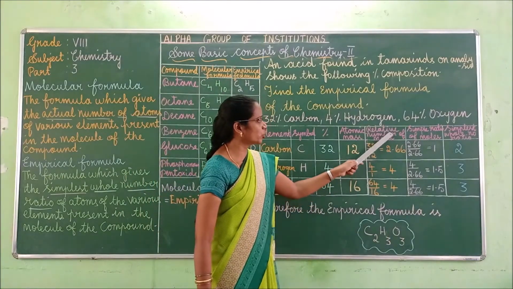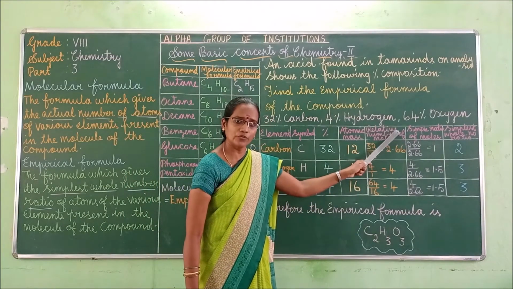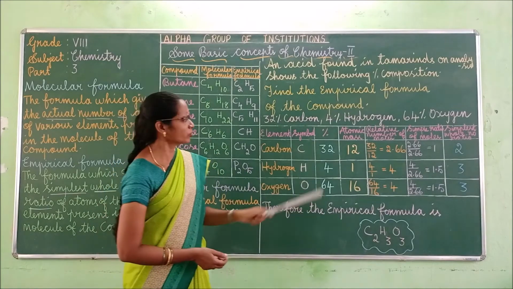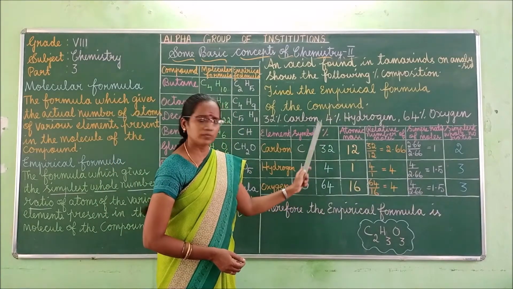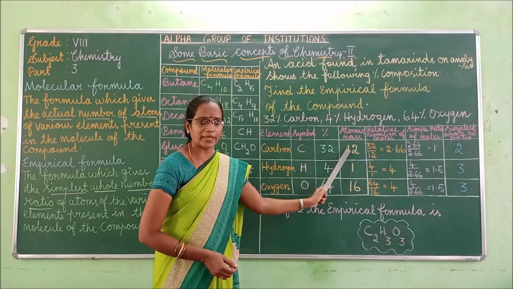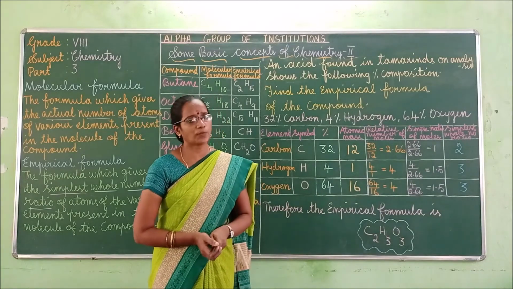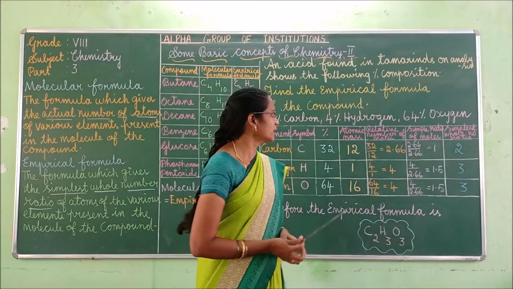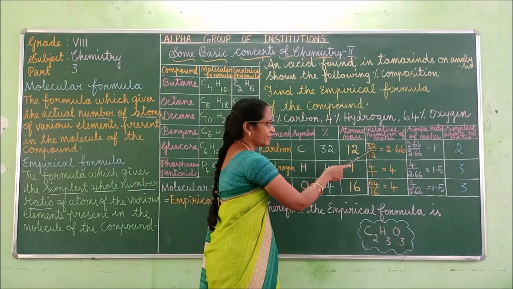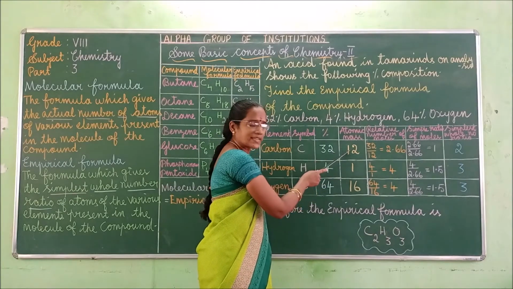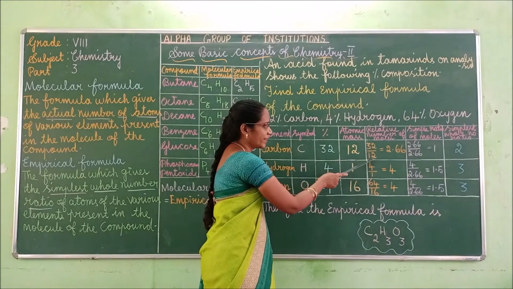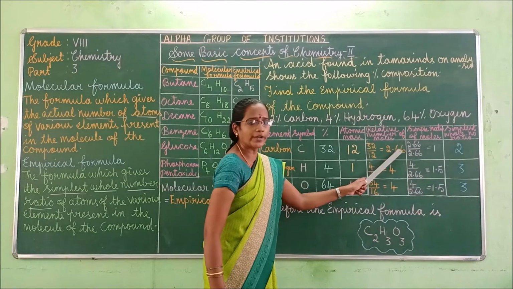Next step, what you have to do? Relative number of moles you have to find out. Right. For that, you need the percentage as well as the atomic mass. If you divide the percentage by atomic mass, you can know the relative number of moles. So what is the percentage given? It is given 32. Divided by the atomic mass of carbon, which is 12. So 32 divided by 12, you will be getting 2.66.